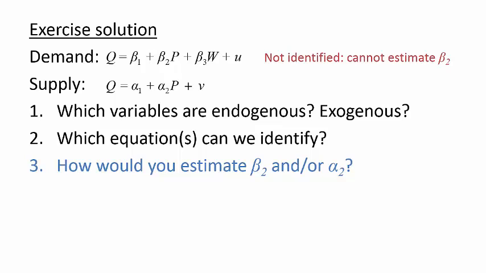We also just determined that supply is identified, so we should be able to estimate alpha 2. Recall our logic. Supply has an endogenous independent variable P, but the demand function offers an exogenous source of variation W. Accordingly, we can use the instrumental variable strategy, where the exogenous variable W is an instrument for the endogenous variable P.